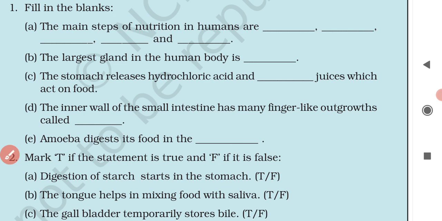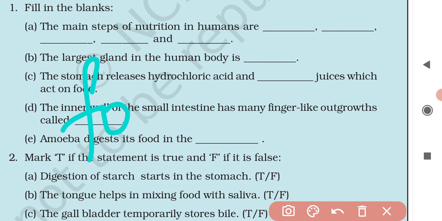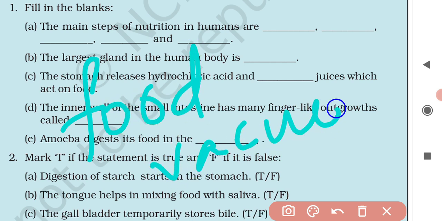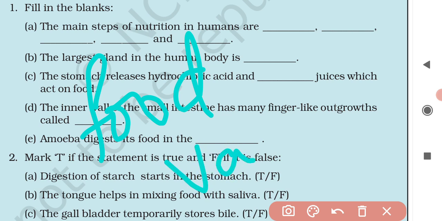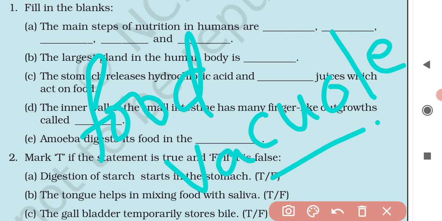Next question, question number E. Amoeba digests its food in the, where does amoeba digest its food? It digests in the food vacuole. Okay, food vacuole. You can note it down. Food vacuole.